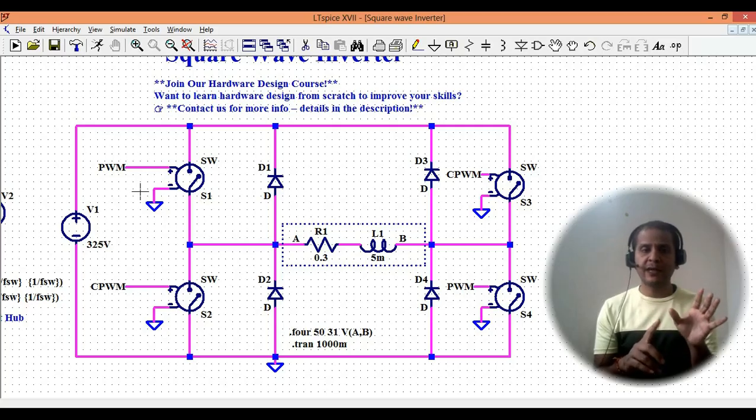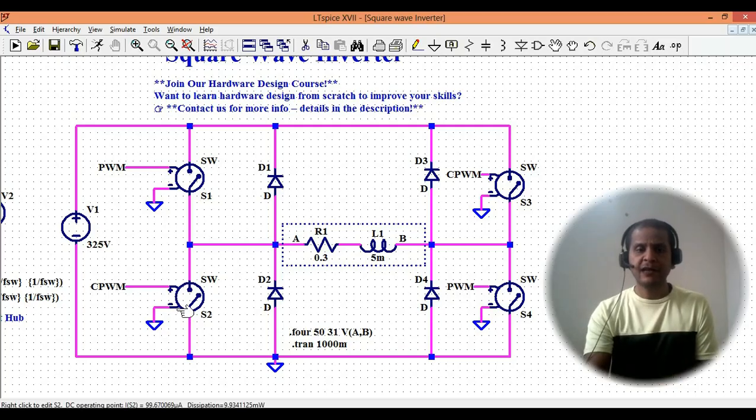There will be some frequency. And the CPWM stands for the complementary pulse. So in the S1, I'm giving, let's say, X pulse. So in S2, I'm giving just the complement of your S1 pulse. So I have the PWM pulse and the CPWM pulse for S1 and S2 and so on.